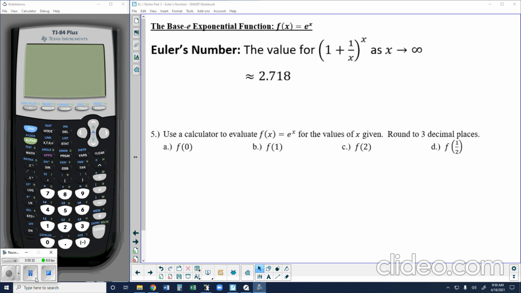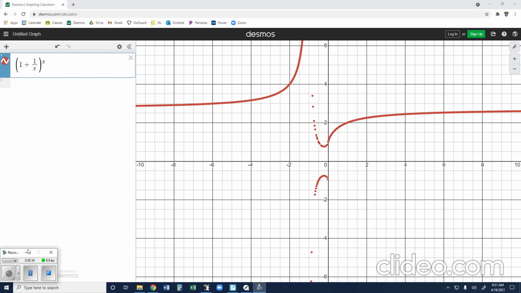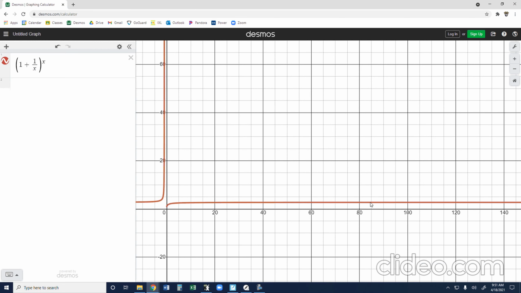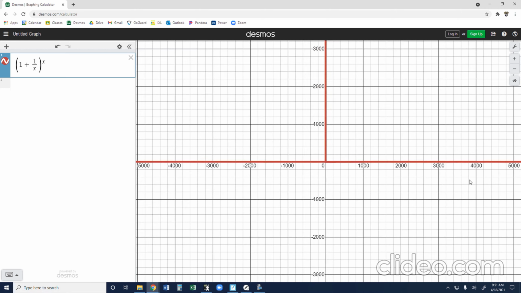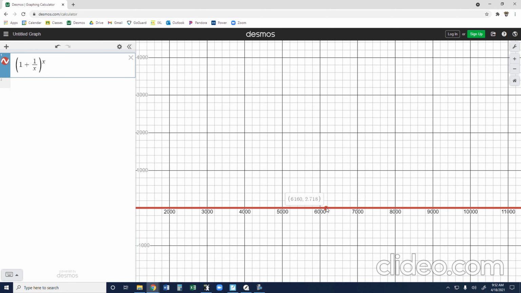So let me give you a visual on that. This is the graph for 1 plus 1 over x to the x power. A very interesting graph. What we're looking for is a limit, the y value as we go to the right. You can see that it's 2 point something, and this decimal is steadily increasing. Let's get really far out to the right. You can see that it's 2.7 something, but it's still going up the further that I go. Even further out, there it's 2.718, and it's actually continuing to increase as we go further and further.